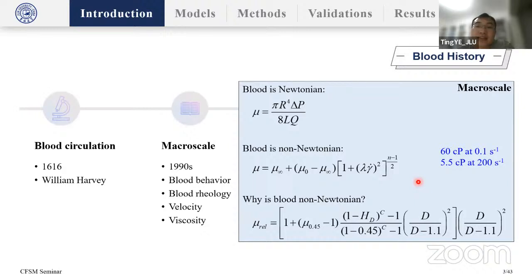There are two starting points. One is including the cell information in the viscosity formula. For example, people developed such a formula, including the hematocrit of RBCs. The other point is, can we separate the cells from blood to model the non-Newtonian behavior, which leads to the cellular scale of blood research.